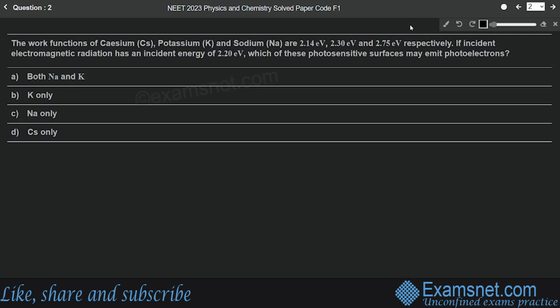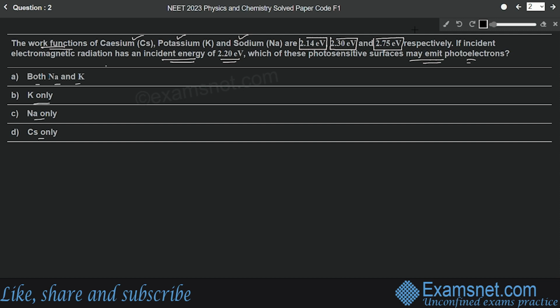Question number 2 is from the chapter Dual Nature of Radiation and Matter, and the question is: the work functions of cesium, potassium and sodium are 2.14 electron volt, 2.30 electron volt and 2.75 electron volt respectively. If the incident electromagnetic radiation has incident energy of 2.2 electron volt, which of these photosensitive surfaces may emit photoelectrons? Okay, options are both sodium and potassium only, sodium only or cesium only.